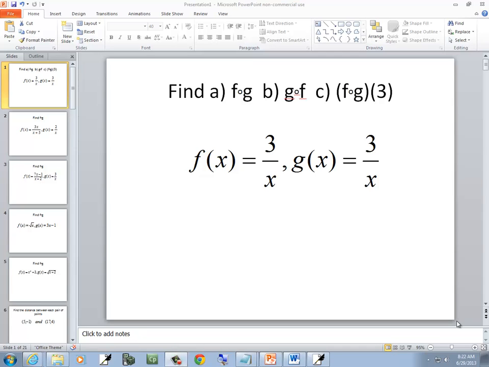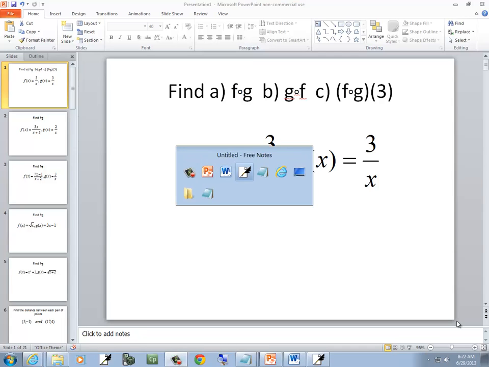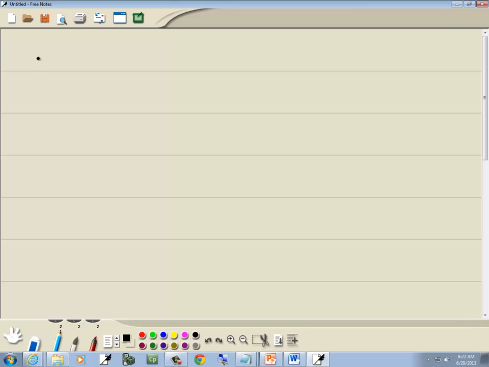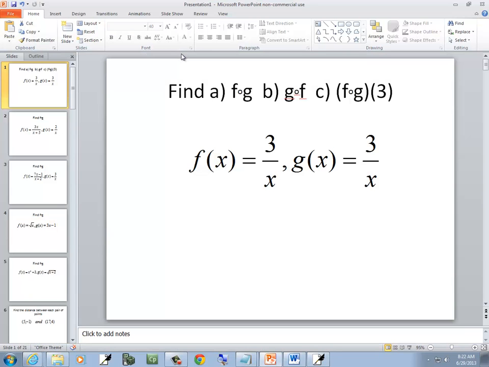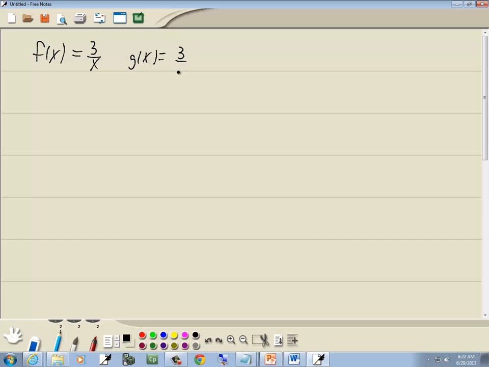In this problem, we want to find the following compositions. So we've got f of x is equal to 3 over x, and g of x is equal to 3 over x. Part A. We want to find the composition of f and g, which is f of g.